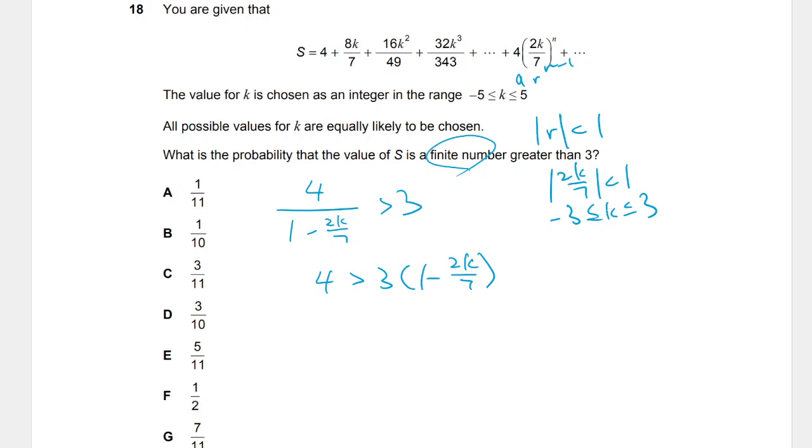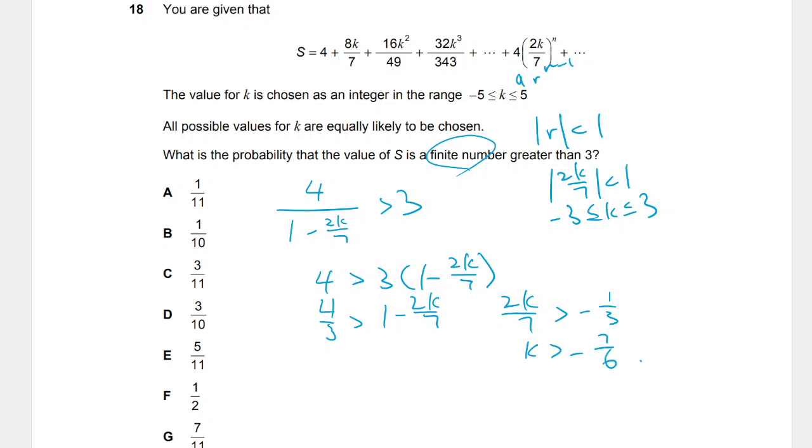Okay, so now I'm only considering this. So when I multiply the denominator of the inequality to the right-hand side, I don't need to swap signs now. Right? I don't need to swap signs now because I know that the 1 minus 2k over 7 must be a positive quantity. Yeah. Okay, so therefore, I'm going to solve the rest. So 4 over 3 greater than 1 minus 2k over 7. Okay, so therefore 2k over 7 is greater than negative 1/3, is it? Okay, so therefore k is greater than -7 over 6.